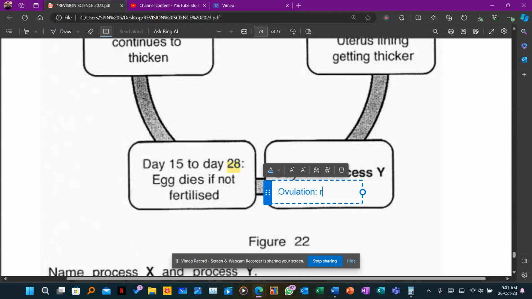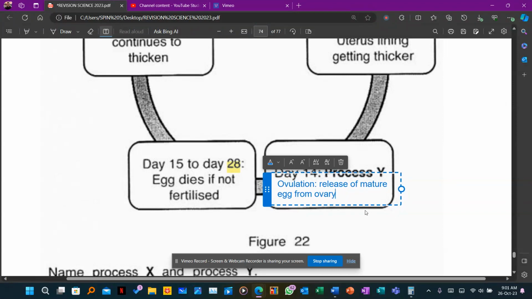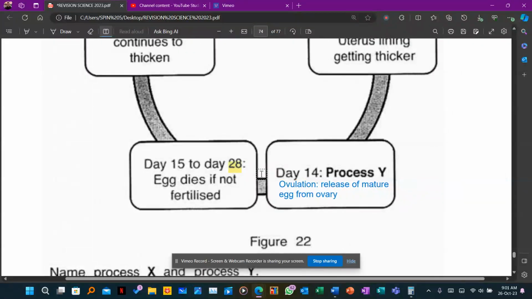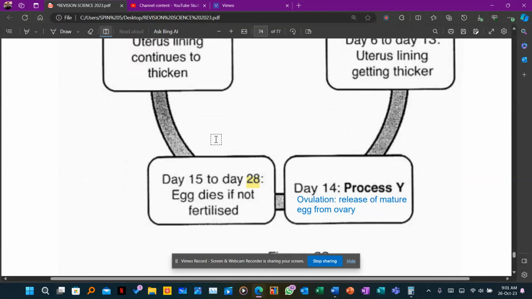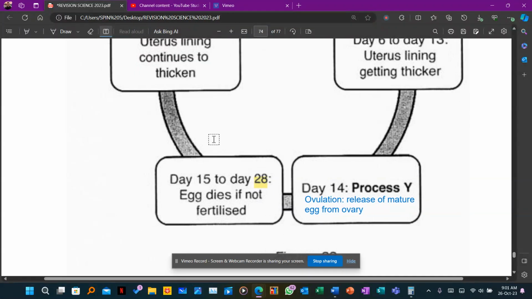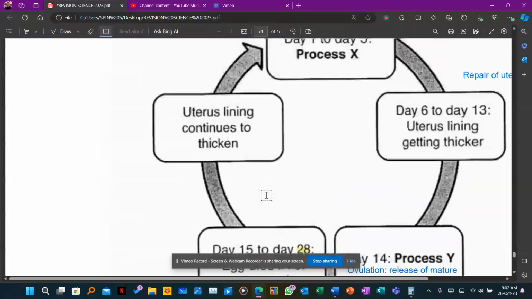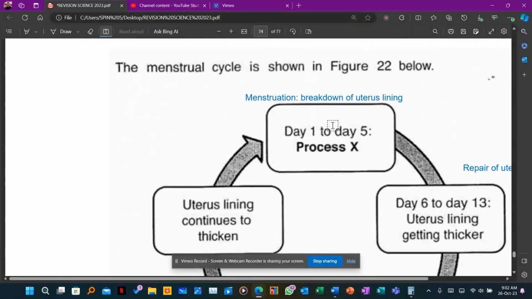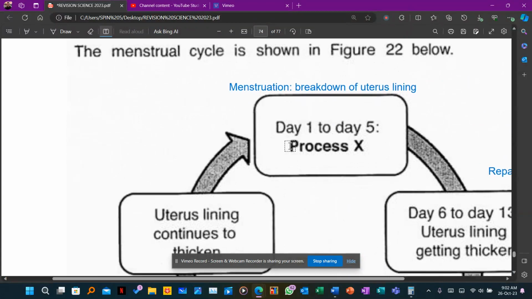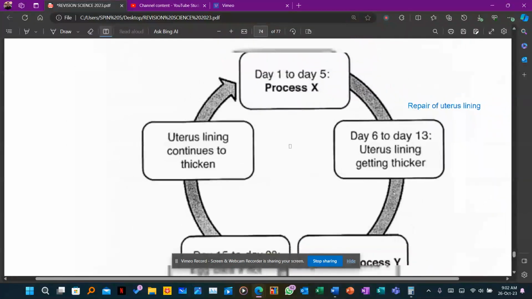What is ovulation? It is the release of a mature egg from the ovary. When the egg is released from the ovary, it means that the person is ready to become pregnant. Anytime sperm is deposited during this time, from day 14 to day 28, the chance of fertilization is there. If there's no fertilization, the egg will die, and the uterus lining will thicken until it's broken down on day 28 again. The same process repeats every month.